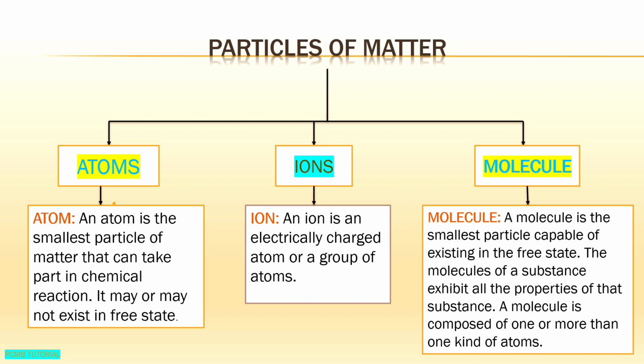Due to the loss or gain of electrons, the atoms get electrically charged. This electrically charged atom is known as an ion. But sometimes an electrically charged group of atoms can also form an ion. There are basically two types of ions. The one which is positively charged is known as cations, and the one which is negatively charged is known as anions.